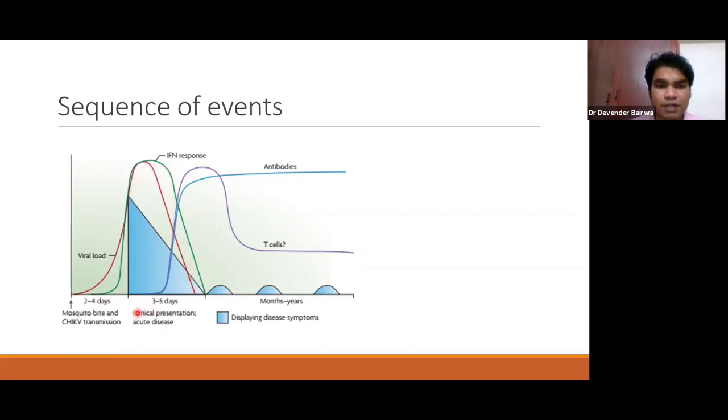Then for clinical presentation, acute disease generally presents within 3 to 5 days of the mosquito bite. Because antigen exposure has occurred, antibodies are formed by B cells, and there will be priming of T cells for long-term immunity. Whether long-term immunity is really there, we don't know, because chikungunya reinfection is known. That's probably why T cells come down. And there can be persistence of infection with symptoms in many patients, and they can show relapse of disease symptoms in the future.